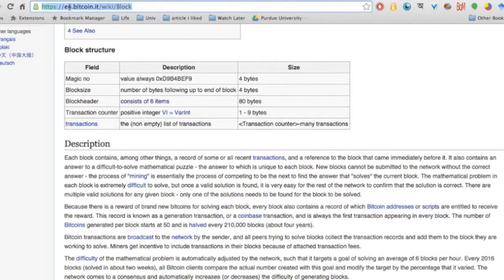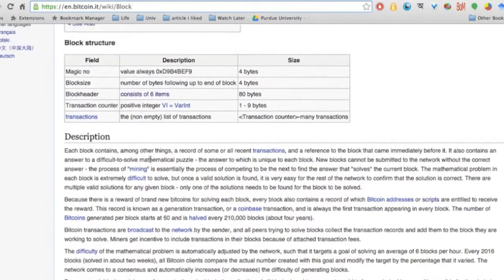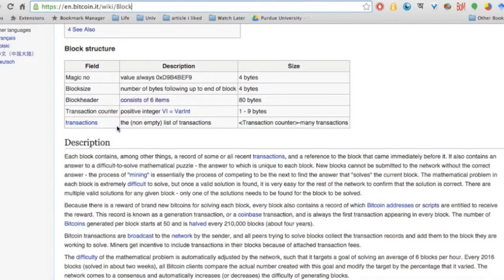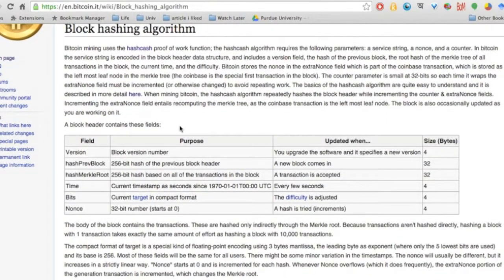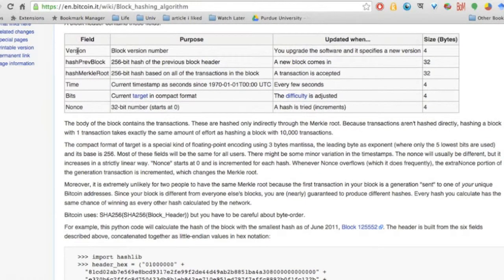So as you can see, I'm describing from the Bitcoin wiki, and you can just Google it and read this article. This description is very nice, which summarizes the whole Bitcoin generation process in a very nice way. So the Bitcoin block header, what are the 6 items in the Bitcoin block header? So if we go to the block hashing algorithm wiki page, as you can see, Bitcoin block header.